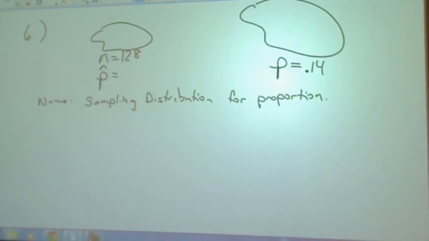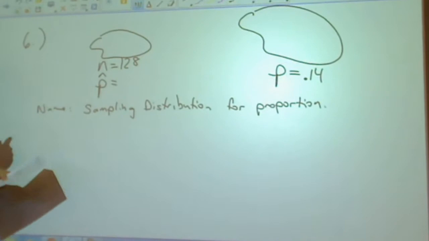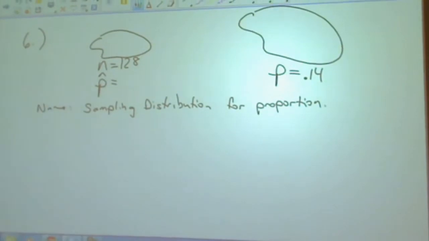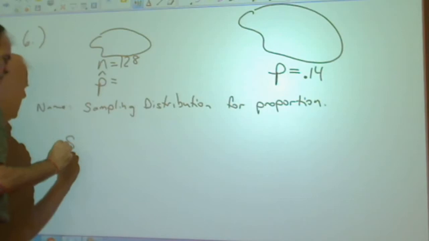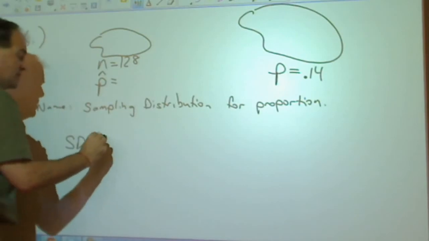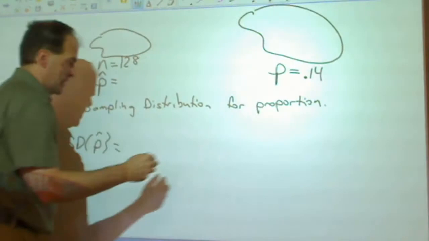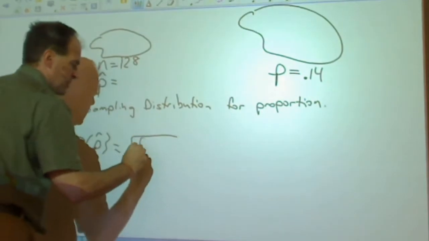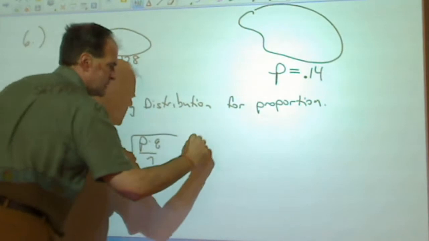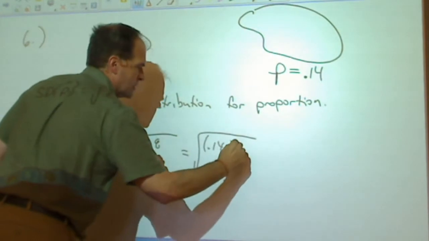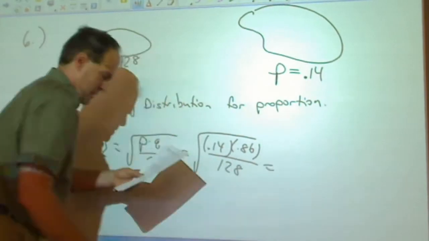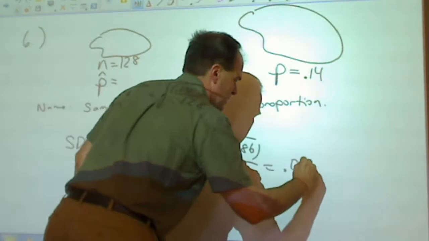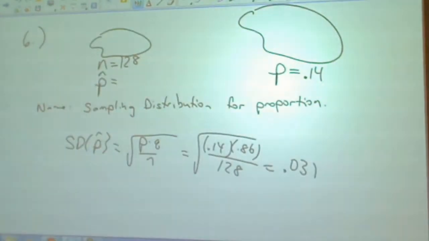Okay. Anybody remember what the mean and standard deviation of this proportion model is? Standard deviation would be the square root of PQ over N. It's a standard deviation because I'm using the population. So let me do the formula: the square root of P times Q over N. This is 0.14, 0.86, N is 128. You get 0.031 if you round it.